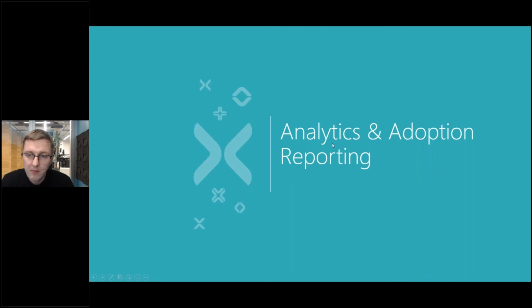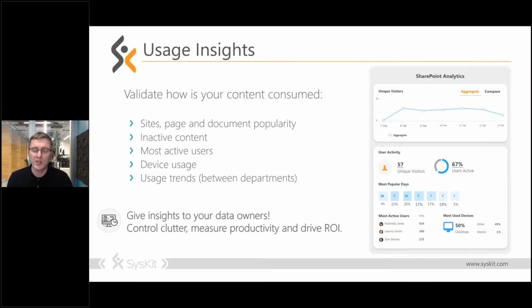The next thing, and the next really big thing, is the analytics and adoption reporting that we have in version 18. So we have three different components when it comes to analytics and usage inside Syskit Point. The first one is the usage analytics. And this is going to tell you how your content is being used. So if you have some sites, pages, and documents, we can tell you which of them are popular and most used.